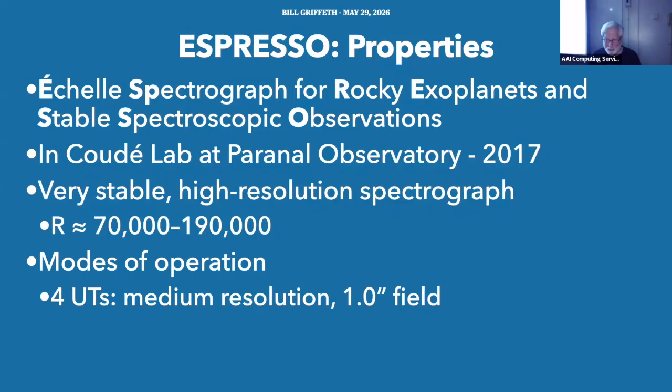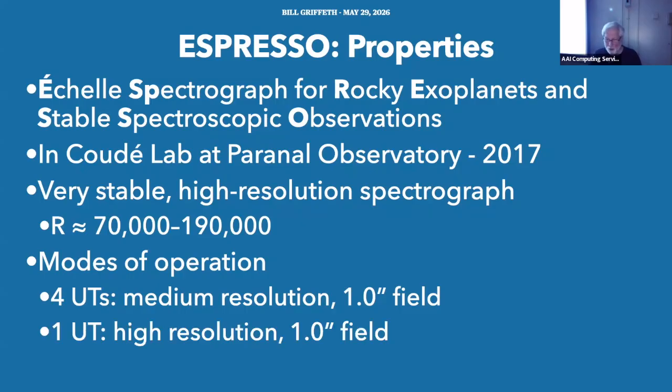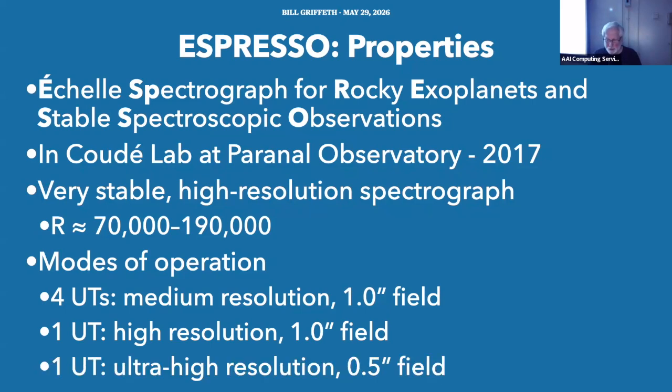The first one is medium resolution, which gives a 1 arcsecond field and uses all 4 unit telescopes for maximum light gathering power. The high resolution also provides a 1 arcsecond field, but uses only 1 UT. And finally, ultra high resolution provides a 0.5 arcsecond field and uses 1 unit telescope.